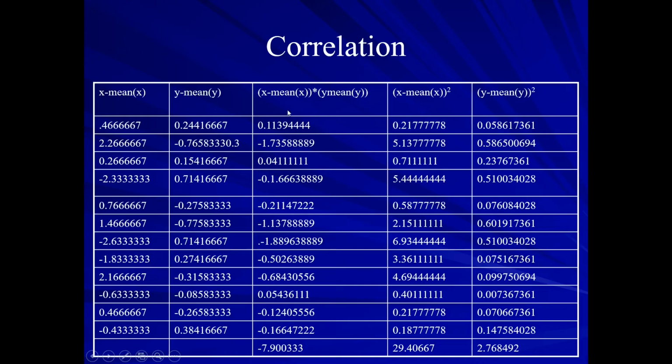And so now what I need to do is take the deviations in x, multiply the deviations in y, and sum those up. I get negative 7.900333. I square my x deviations, and I add them up, 29.40667. Square my y deviations, and I add those up, I get 2.768492.